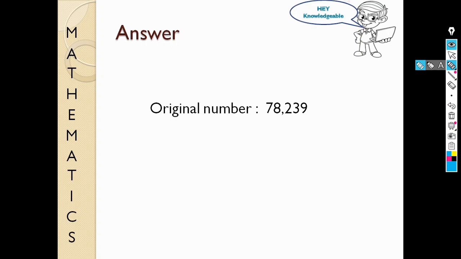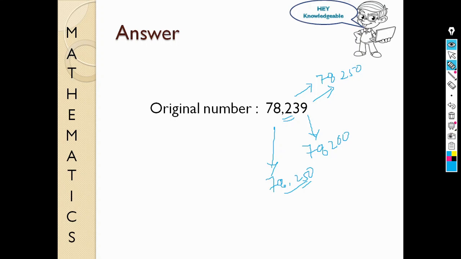The original number is 78,239. Find the multiple of 50 which is just above this number, that is 78,250. The multiple of 50 which is just below this number is 78,200. This number 78,239 is near to 78,250, so it will be rounded off to 78,250. Let's check the answer. Yes, the answer is 78,250.